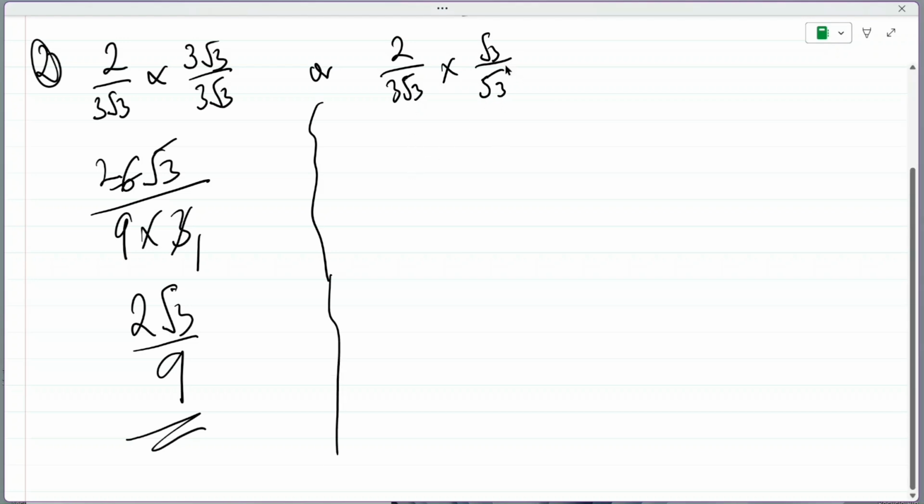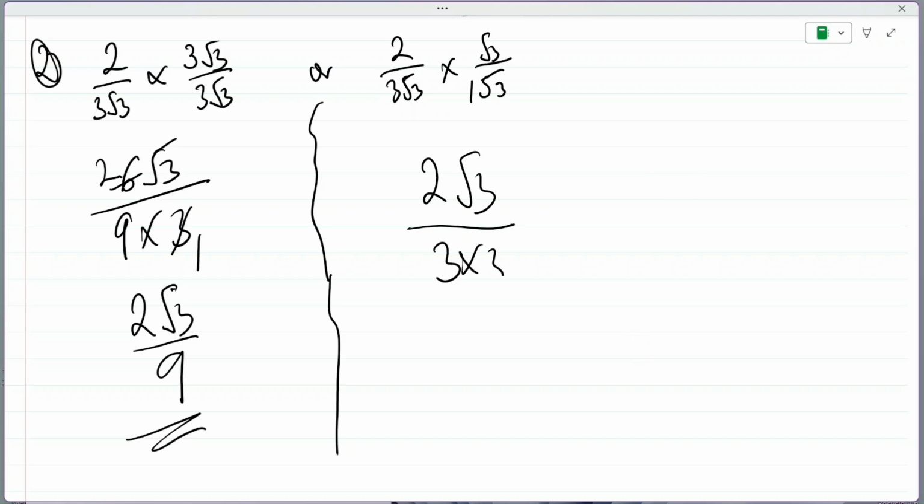You have 2 times root 3, that's 2 root 3 over, this is a whole number, and this one also has 1 in front of it. So you have 3 times 1, that's 3. Root 3 times root 3 will give you 3, that's times 3. 3 times 1 is this 3, then root 3 times root 3 will give you 3.